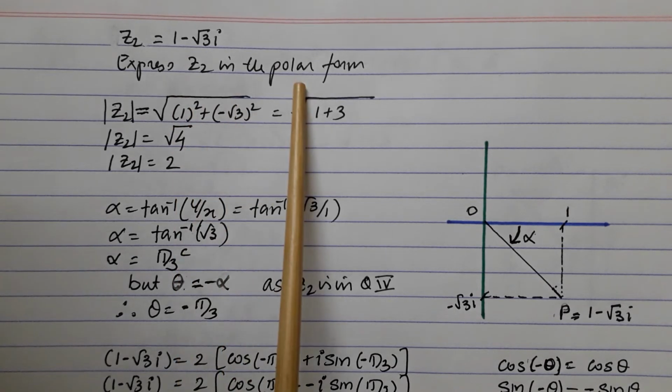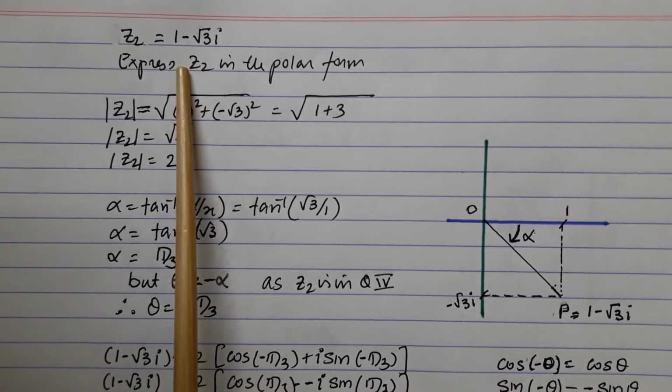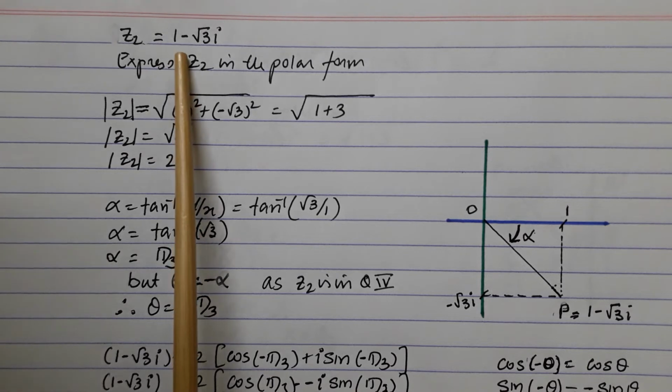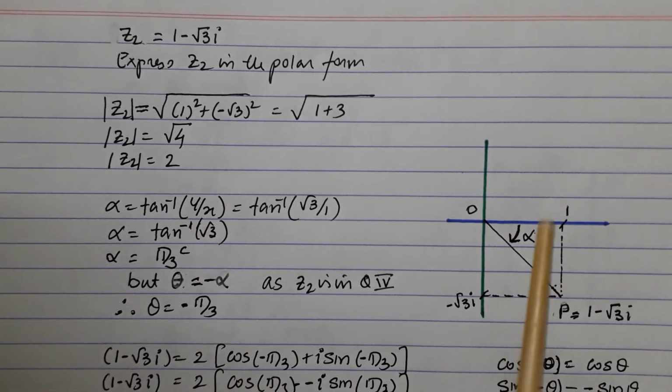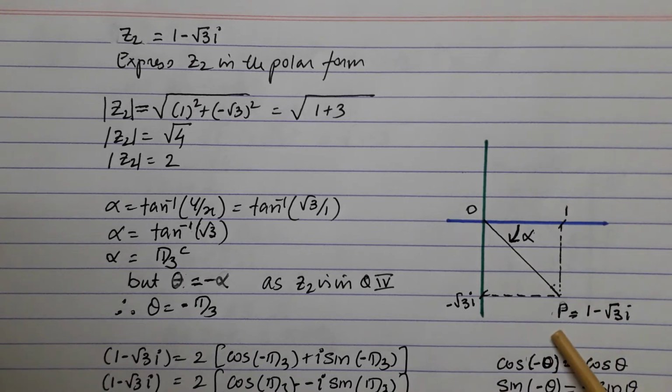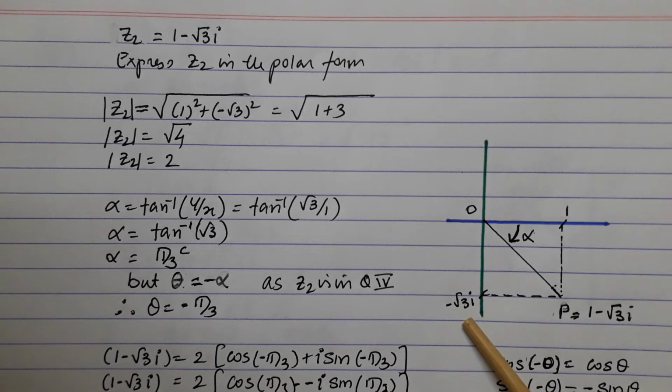Expressing Z2 in the polar form, let us first represent the complex number 1 − √3i on the Argand diagram. So let P be the location of the complex number 1 − √3i. Now here x is positive and y is negative, so the complex number is in quadrant 4. X is 1 and y is −√3.